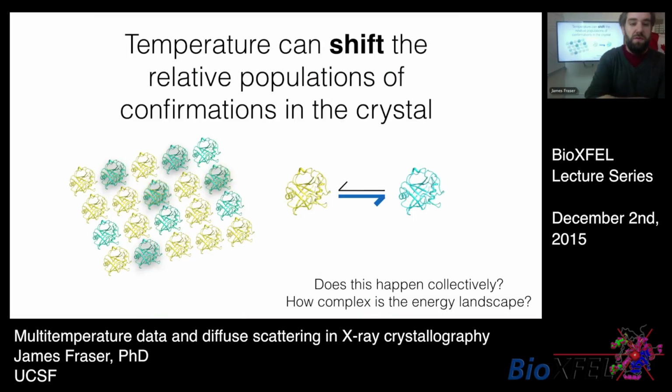But it becomes much more complicated when they overlap more in space. And so we've become interested in using not just the extremes of temperature, but also temperature series to watch how these populations shift between the relative conformations in the crystal, and ask whether this happens collectively and what that can tell us about the energy landscape of the protein. So in the next few minutes, I'm going to tell you about some work where we haven't just collected at cryogenic and room temperature, but we've actually collected a whole series of temperatures.